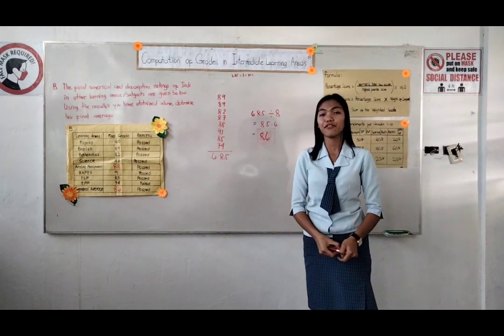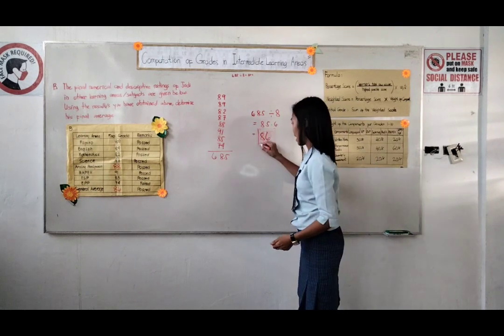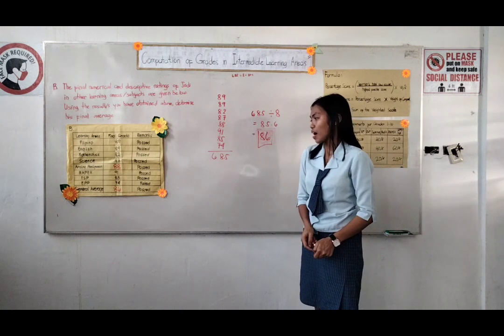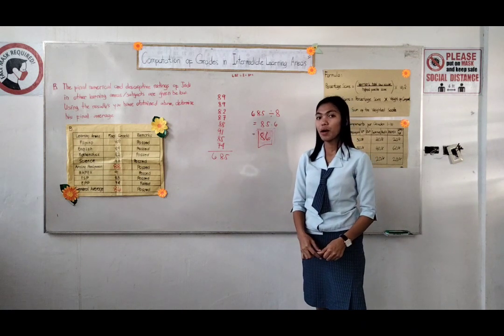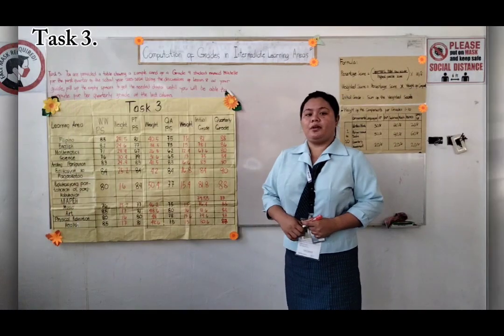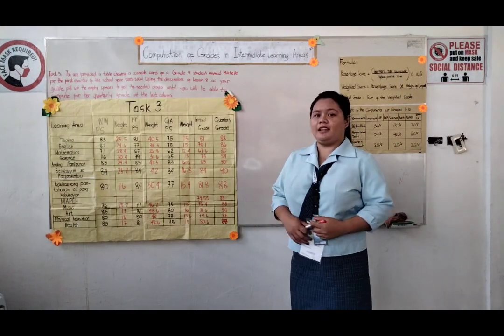So the general average of Mr. Judy is 86. So the remark is passed. So since Mr. Judy has only one failed grade, it's still passed. So next, we are here in task 3.